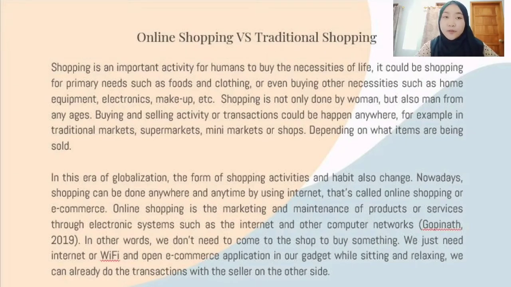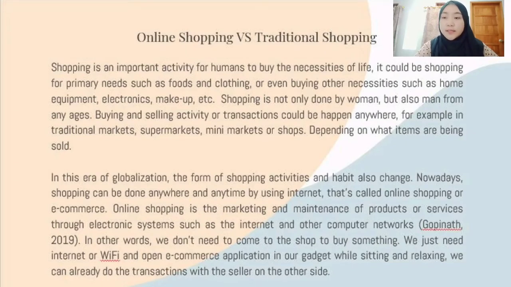In this era of globalization, the form of shopping activities and habits also change. Nowadays, shopping can be done anywhere and anytime by using the internet. That's called online shopping or e-commerce.